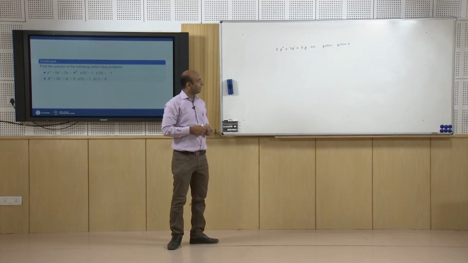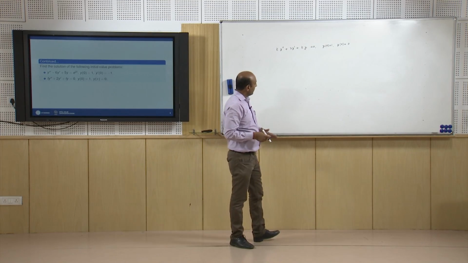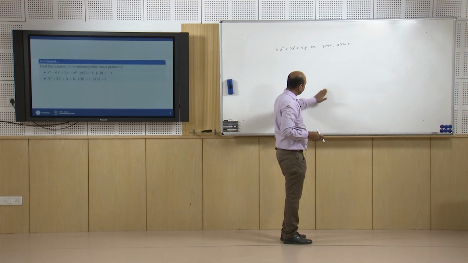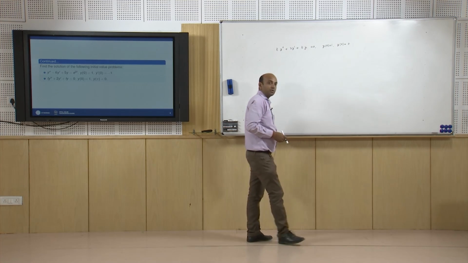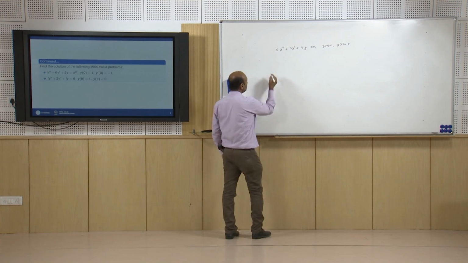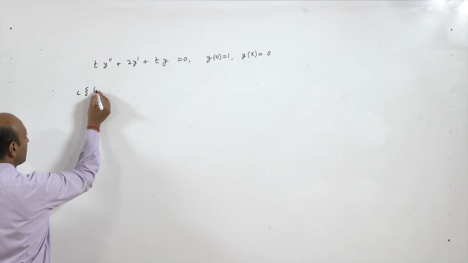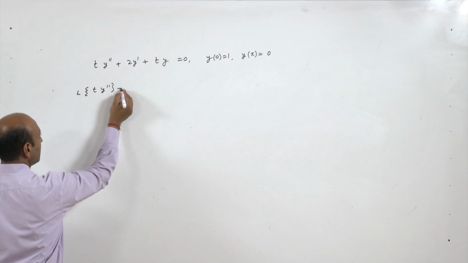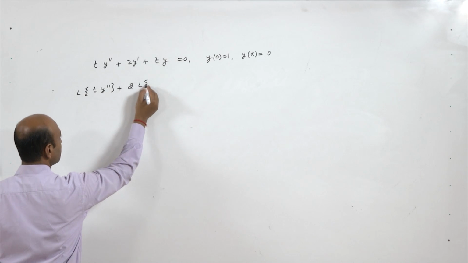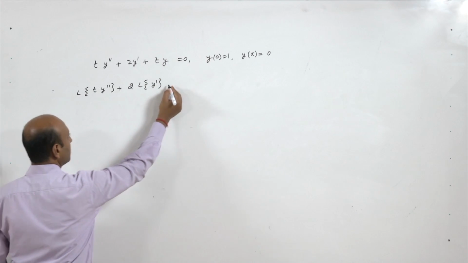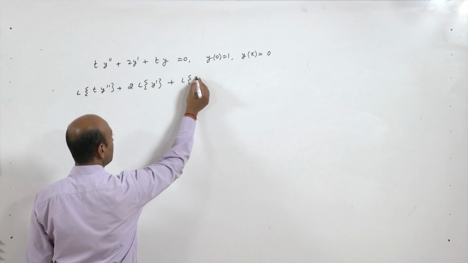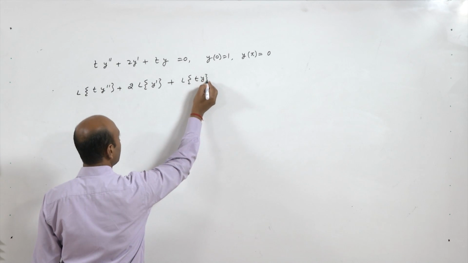Now, how to solve this problem? Again you will use Laplace transforms. You take Laplace transform on both the sides. So, Laplace transform of t y double dash plus 2 times Laplace transform of y dash plus Laplace transform of t y equal to 0.